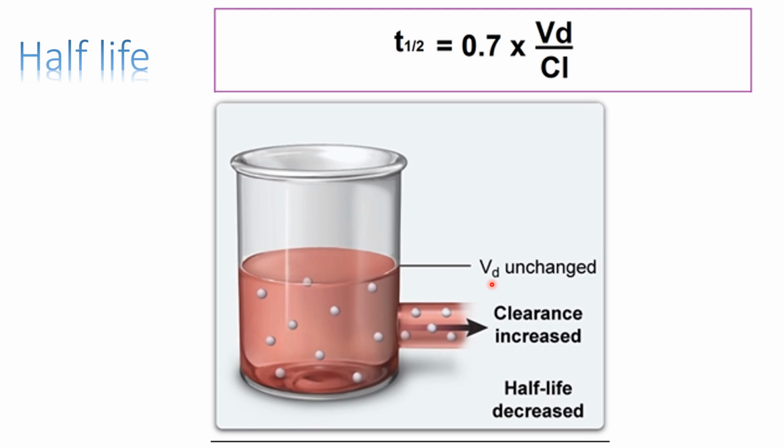So if we don't change the volume of distribution but we get rid of the drug faster, then it shouldn't stay around for long, and that should decrease the half-life. So these are the two factors that affect drug half-life: volume of distribution, the more, the more; and clearance, the more, the less. Okay, so let's do a UWorld question to reinforce that.